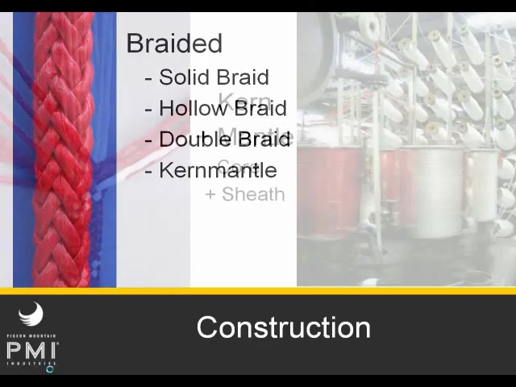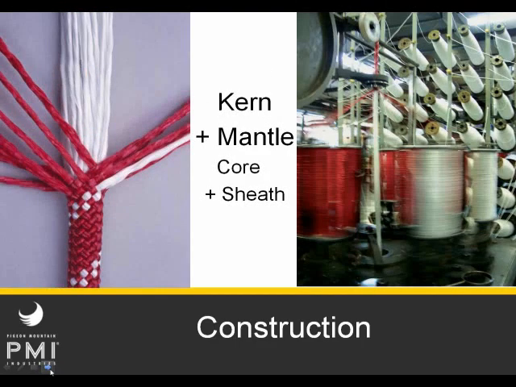Kern mantle actually refers to any rope that has a core and a sheath. The kern being the core, the mantle being the sheath. In order to make a kern mantle rope, we actually run a core through the sheath while the sheath is being made, while it's being braided. So the sheath is actually braided around the core of the rope. So you can put pretty much anything inside there for a core.